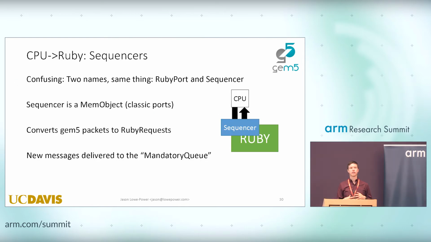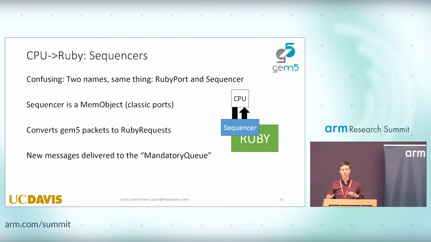Now on the other side is sequencers. Sequencers are what converts normal packets into Ruby requests. Confusingly, there's actually two names for these, both Ruby port and sequencers. I'm going to call them sequencers. The sequencer just sits between the port and Ruby. It is just a mem object that has a slave port, so you can send any requests you want to the sequencer, and you don't have to have a CPU behind it. You could, in theory, have anything you wanted on the other side.